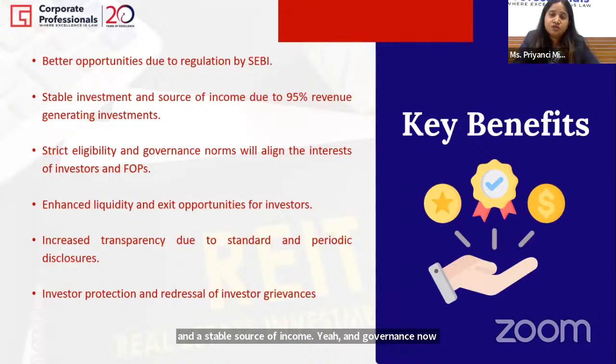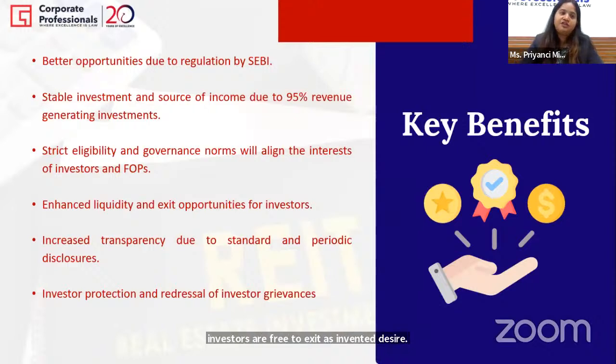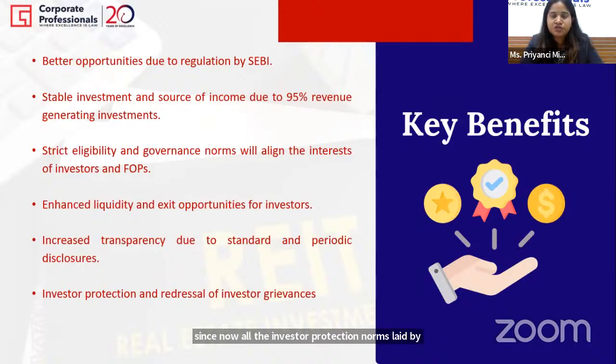Enhanced liquidity and exit opportunities. This is a very important point, since till now the investors are dependent on FOPs for facilitating the transfer of their shares. Now, given that this scheme will be listed, it will lead to increased liquidity, and investors are free to exit as and when they desire. Increased transparency, of course, and investor protection. Since all the investor protection norms laid by SEBI will be applicable to such SM REITs, this will lead to increased investor protection, and redressal of investor grievances can be undertaken in a similar manner as for listed companies.